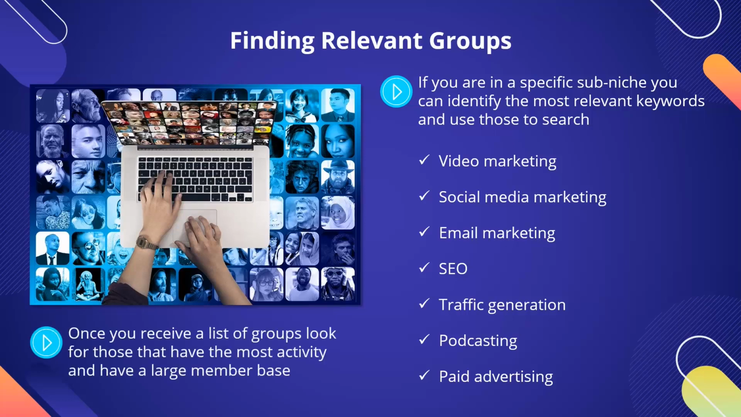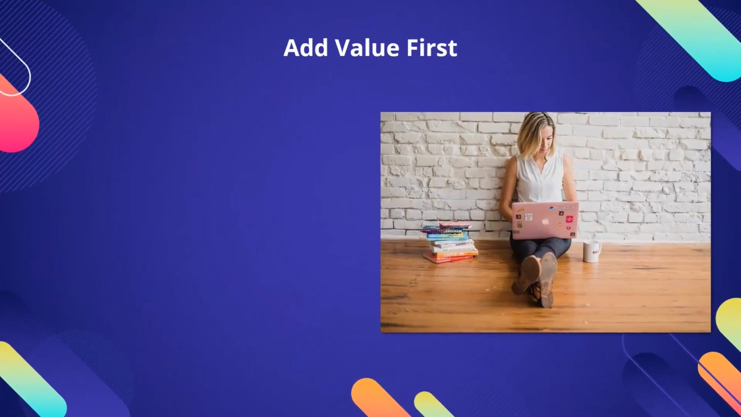Once you receive a list of groups, look for those that have the most activity and have a large member base. If a group is closed, and a lot of them are, then you will not be able to see this. In this case, you will need to request to join the group, and once accepted, you can then see the activity levels. Add value first.